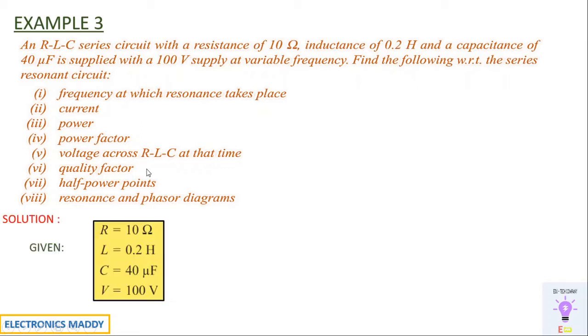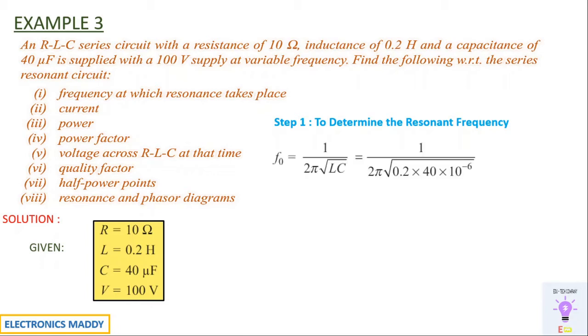So first step is to write the given data, and once that is done, we'll be determining the resonant frequency. As usual, we'll be using the same formula. F naught is equal to 1 by 2 pi root LC. We know the value of L and C. Substitute it, you'll be getting 56.3 hertz. So once this is done, our next step is to determine current.